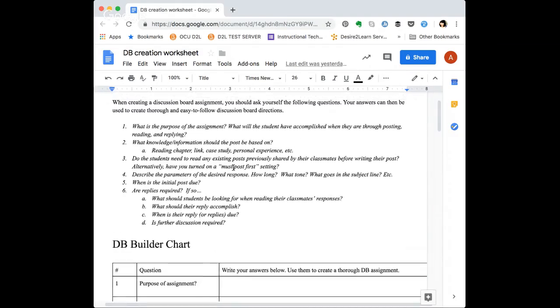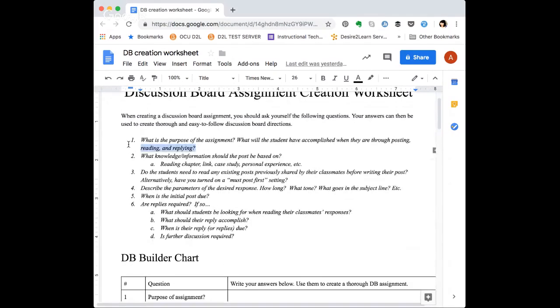So the 6 questions, you can see here the first one, what is the purpose of the assignment? What will the students have accomplished? The second one, what knowledge or information should the post be based on? And this is where if you're telling a story or you're doing a case study, you would include that. This would be where you would tell your students, this is going to be based on your own life. Come up with 3 examples from your own life. Whatever you want them to pull their answer from, you give that in number 2.